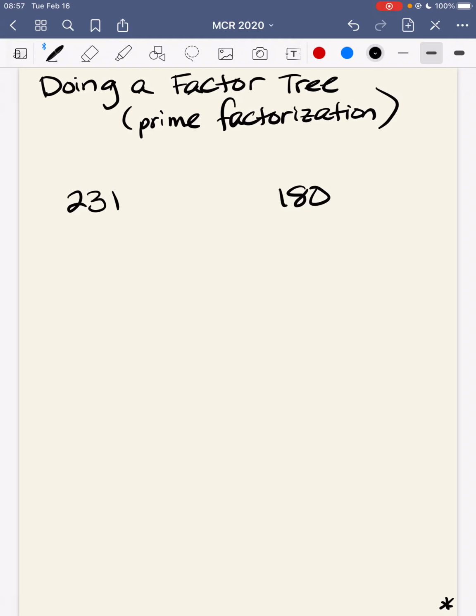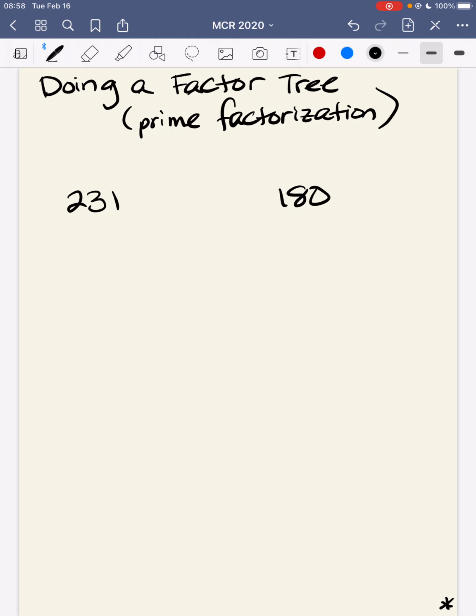Alright, so this is just a really quick video on how to work on a factor tree. Some call it a prime factorization tree, whichever you would like to call it. What I like to do with factor trees is only take it as far as you need to see what these two numbers have in common. I've got two fairly large numbers, and I want to break them down so I can find out what their GCF is.